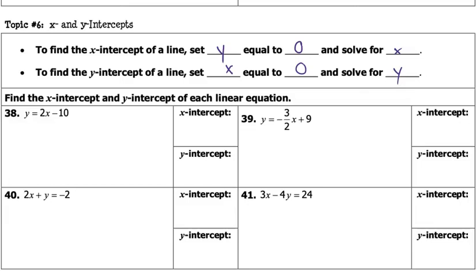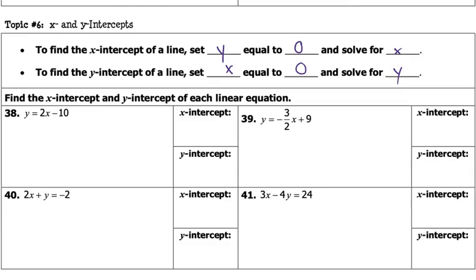Okay, we're just going to look at 4 quick problems here, just to review x and y intercepts. Just a reminder that if I want the x-intercept, I want to set y equal to 0 and solve for x. If I want the y-intercept, I set x equal to 0 and I solve for y. So whichever one I want, I'm going to set the other equal to 0 and solve.